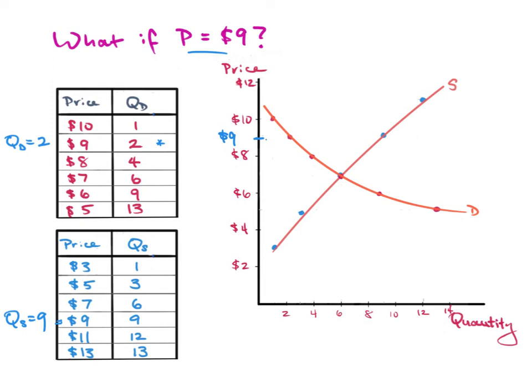Now, by the way, let me point out that's what we see in the curves here. If we follow across from $9 to the demand curve and to the supply curve, these tell us the quantities demanded and supplied at the price. So here, where $9 intersects the demand curve, QD is 2. Where it meets the supply curve, if we trace down from that, it's telling us that quantity supplied is equal to 9. So these curves are telling us the same information as the table.